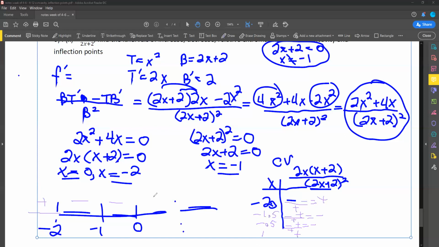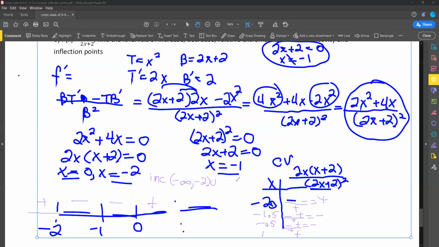Okay, so I've done my sign test. So now I know the intervals of increase and decrease. So let's get those out of there. The intervals of increase are where the derivative is positive. So that's from -infinity to -2, and from 0 to infinity.